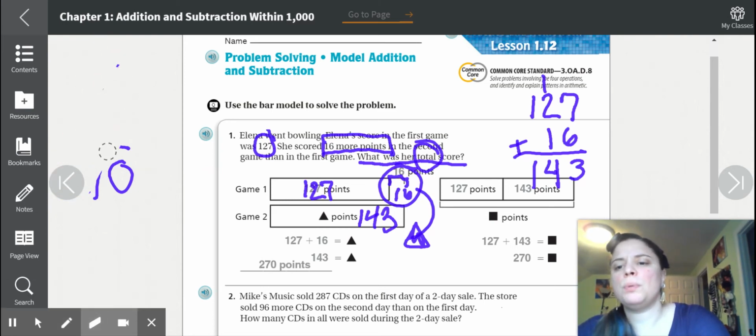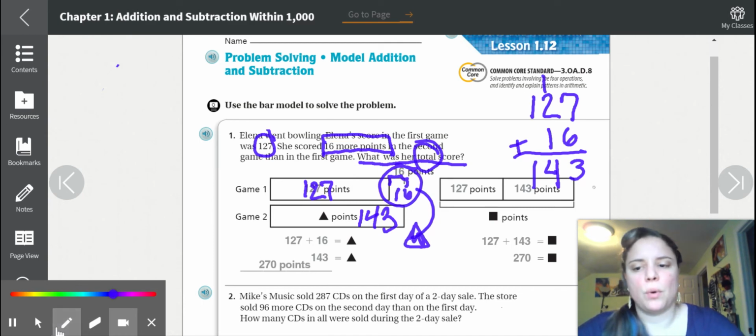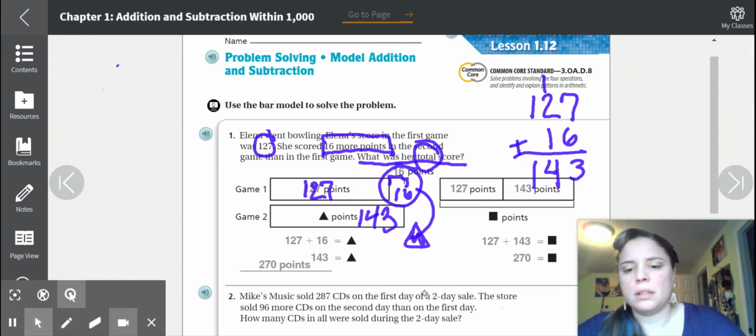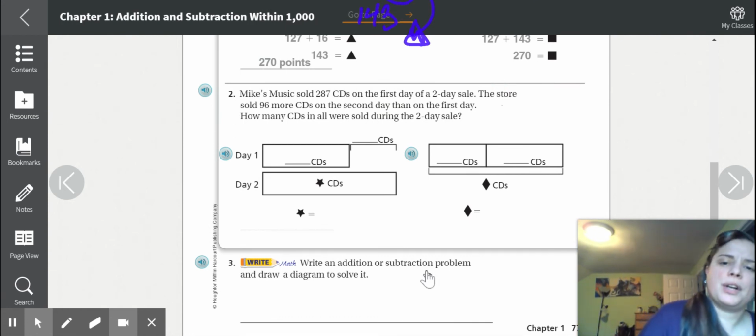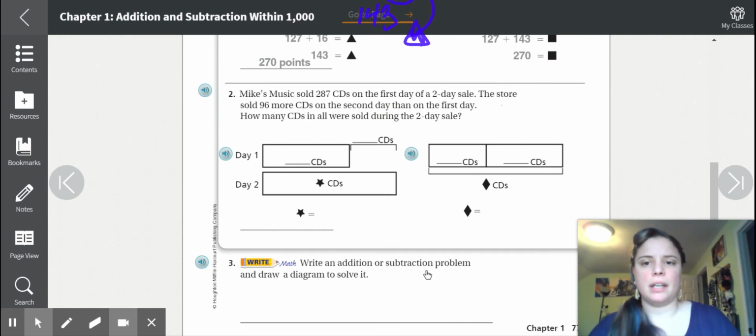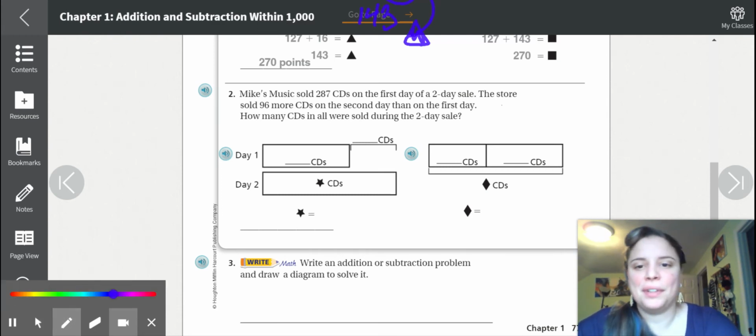Okay, and when you do put the answer in, please make sure you write points. You've got to label it so we know what's going on. All right, let's look at the next one. This one, they started doing the bar graphs for you, but they did not finish filling it in. So let's go ahead and start that, and then I'm going to let you finish it on your own.